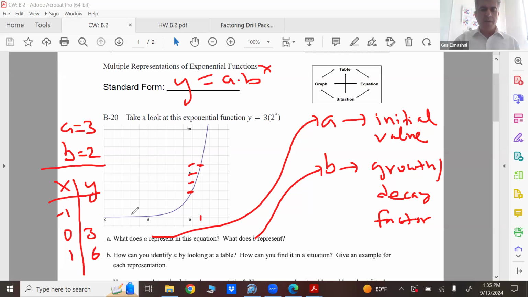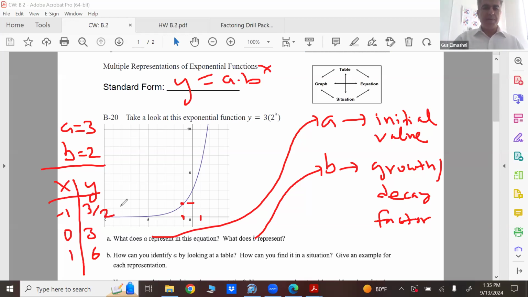Now, if it's -1, if I look at the graph, I know we haven't done negative exponents yet. We haven't dealt with that. But when x is -1, yeah, 1.5 or 3/2. Yeah, it'll be 3/2.